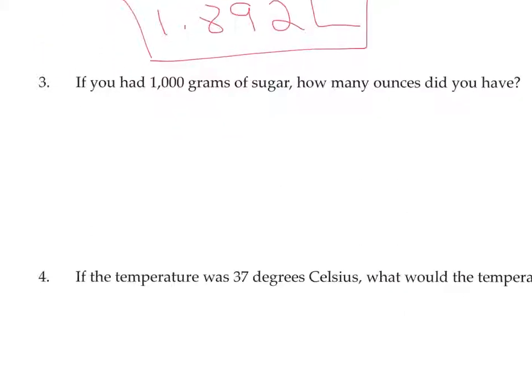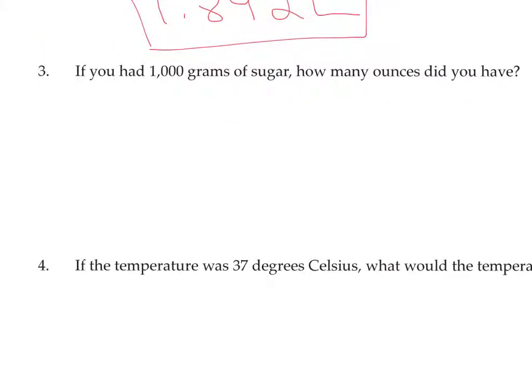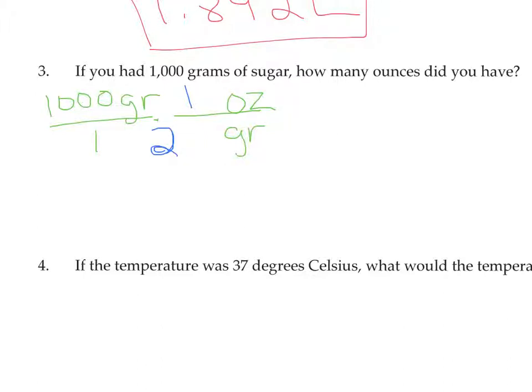All right, number 3. If you had 1,000 grams of sugar, how many ounces do you have? So again, start with 1,000 grams. You want to get rid of grams. You want to change it to ounces. It's best if we can have a 1 down here, because then we just have multiplication across the top. However, when I look on our chart on page 58, I don't see a conversion for 1 gram to ounces. So I'm going to have to see what I do have. I have a conversion for 1 ounce to 28.35 grams.